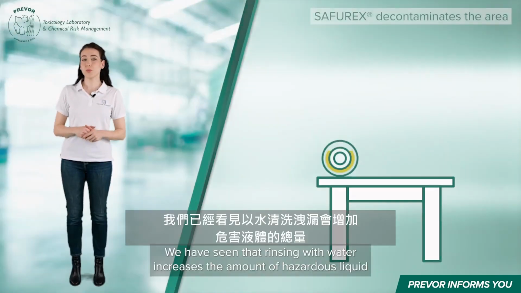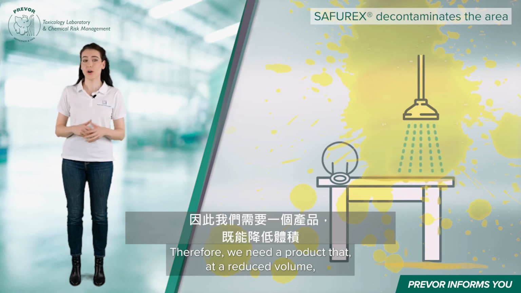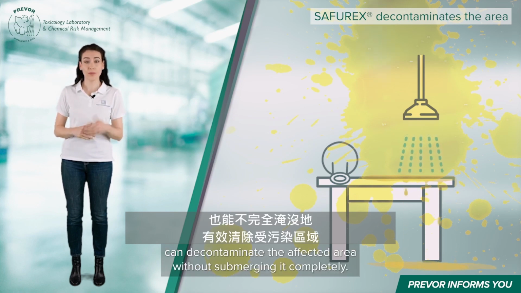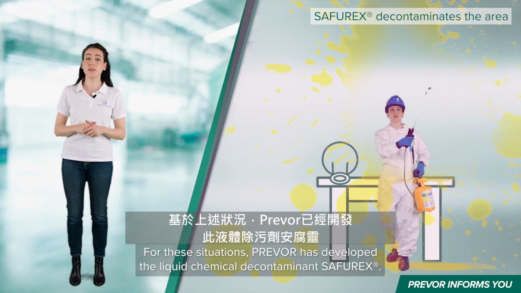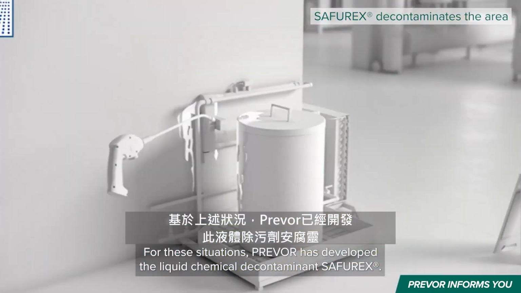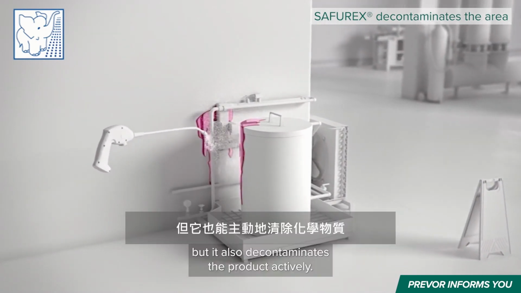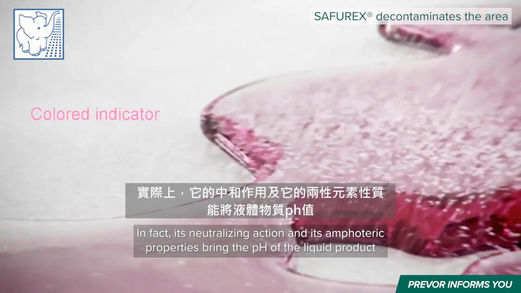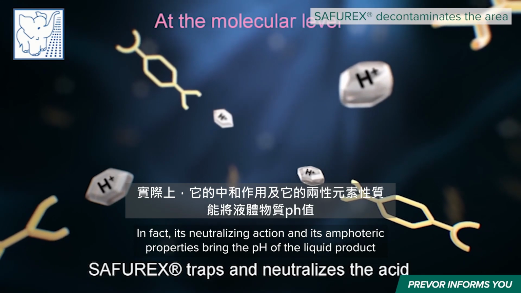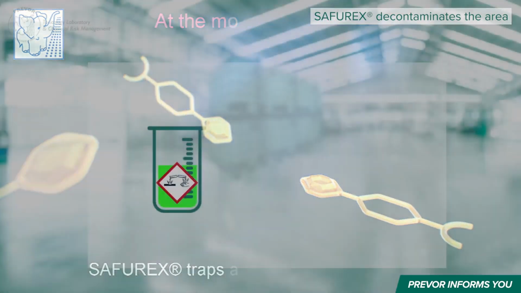We have seen that rinsing with water increases the amount of hazardous liquid and expands the contaminated area. Therefore, we need a product that, at a reduced volume, can decontaminate the affected area without submerging it completely. For these situations, Prever has developed the liquid chemical decontaminant Saforex. Like water, Saforex dilutes and washes the chemical away, but it also decontaminates the product actively. In fact, its neutralizing action and its amphoteric properties bring the pH of the liquid product towards neutrality, thus eliminating the corrosiveness of the product.